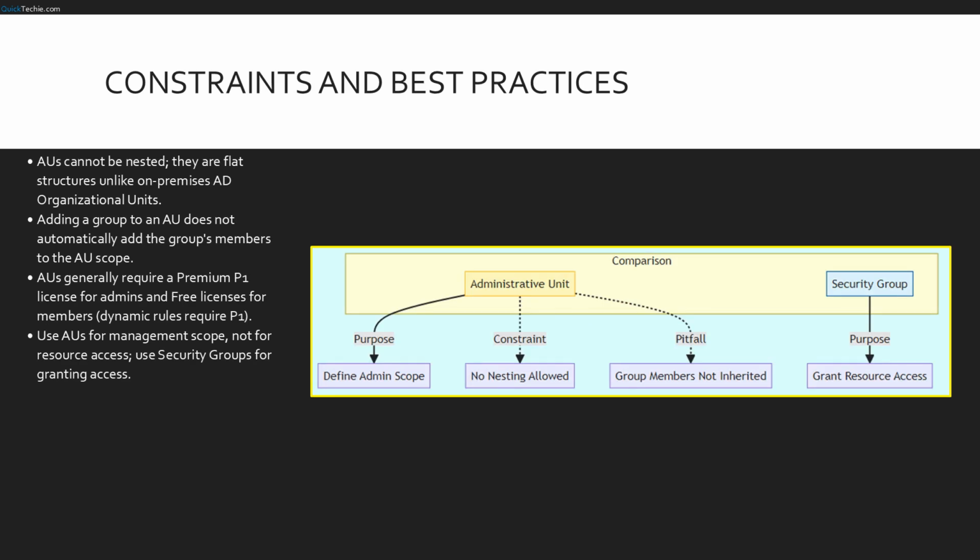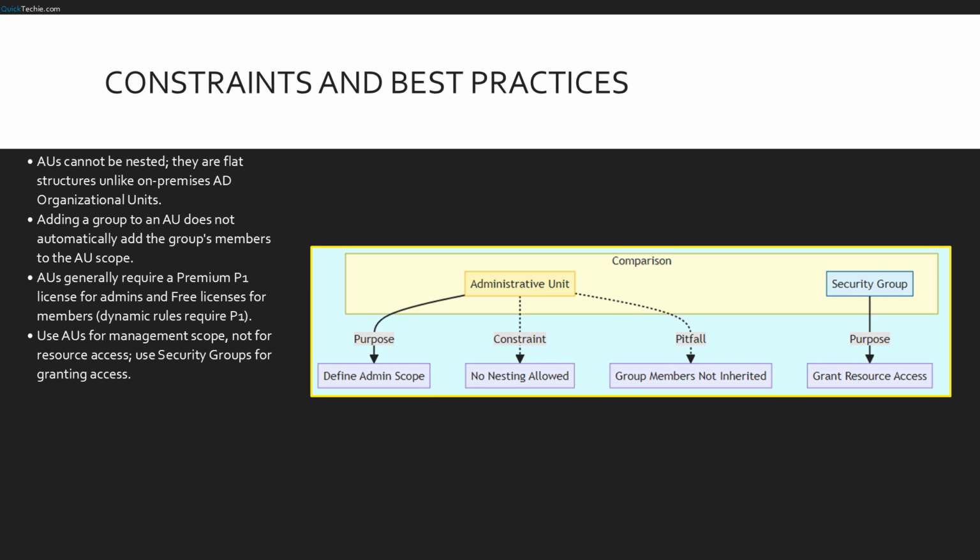To use administrative units effectively, you must understand their constraints. First, unlike Active Directory organizational units, Entra administrative units cannot be nested. They are a flat structure. Second, a common pitfall: adding a group to an AU brings the group object itself into scope, but not the members of that group. If you need to manage the users, those users must be added directly to the AU. Regarding licensing, you typically need a P1 license for the administrators, while members can use free licenses, unless you use dynamic membership rules, which trigger P1 requirements for members.